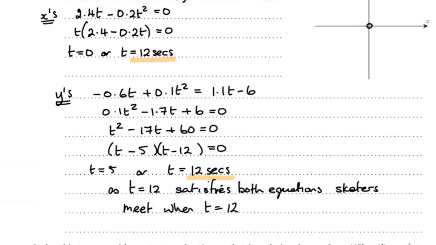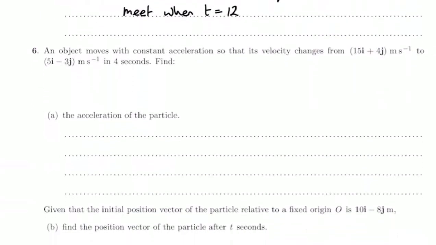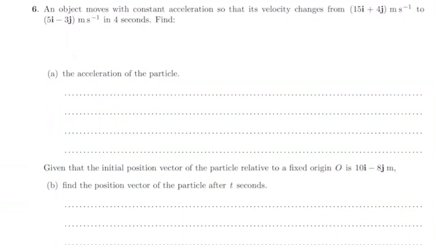In this one we're just going to look at one more. I'll work in i's and j's for you. It says an object moves with constant acceleration so that its velocity changes from 15i plus 4j meters per second to 5i minus 3j meters per second in 4 seconds. We need to find the acceleration of the particle.